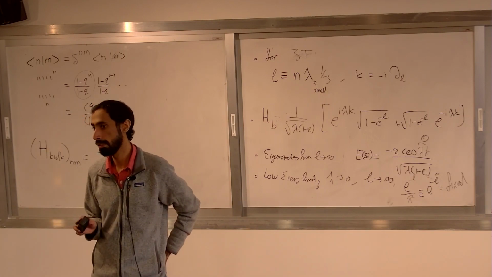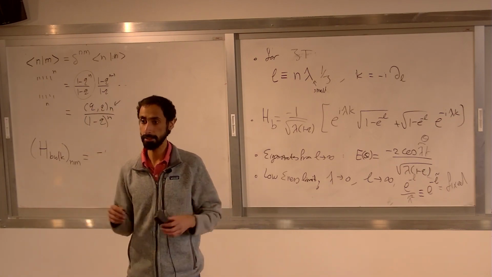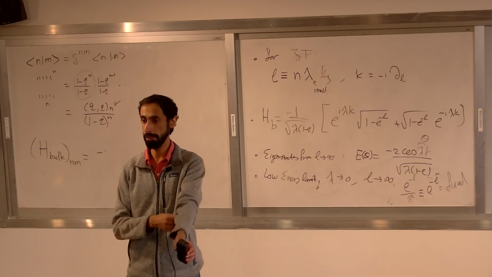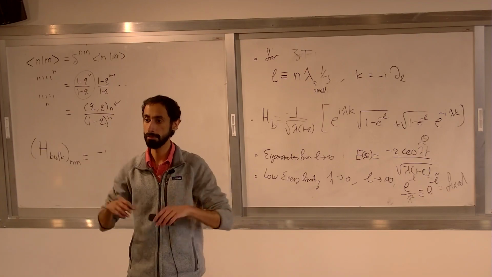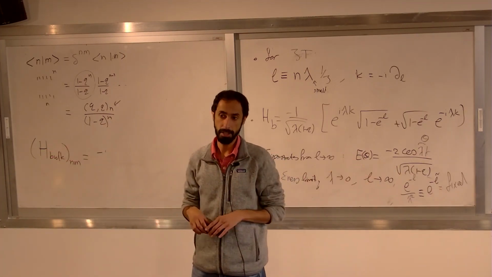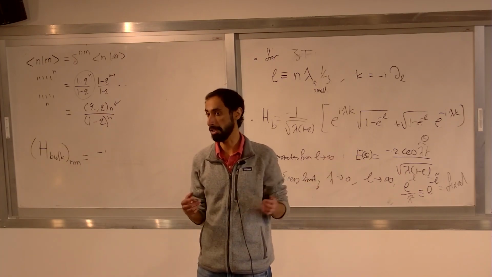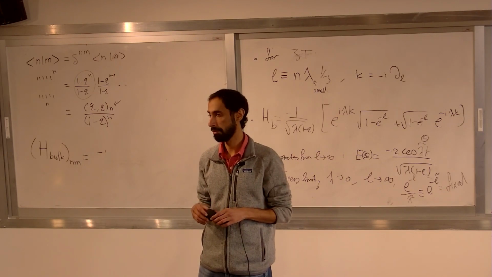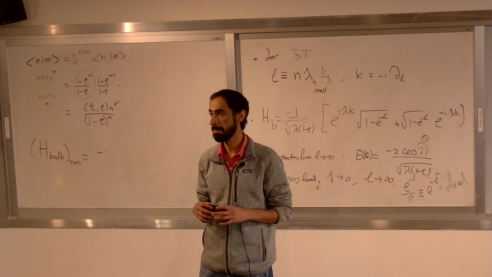And what is the n? The n states are fixed length states. So in JT gravity, you can choose a state which has fixed length in the bulk, or you can choose a state which has fixed energy at infinity. You can't specify those two together because L does not commute with H.